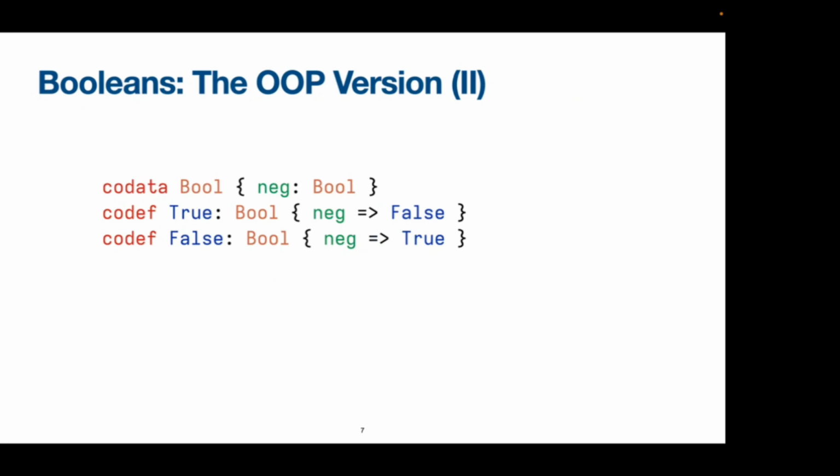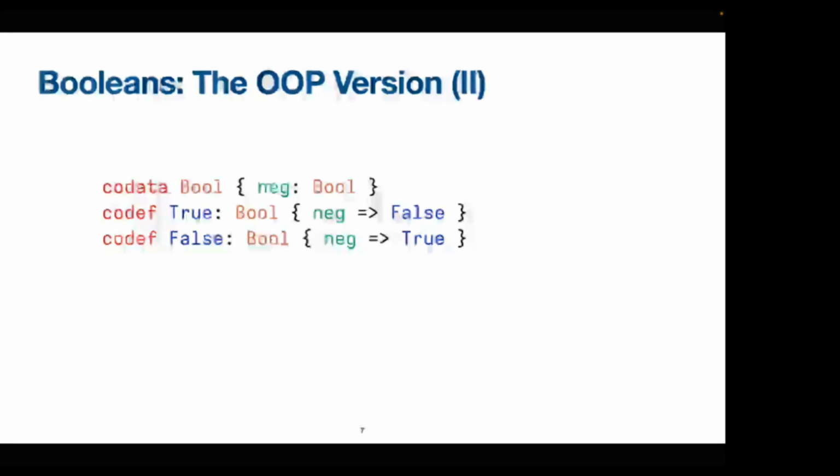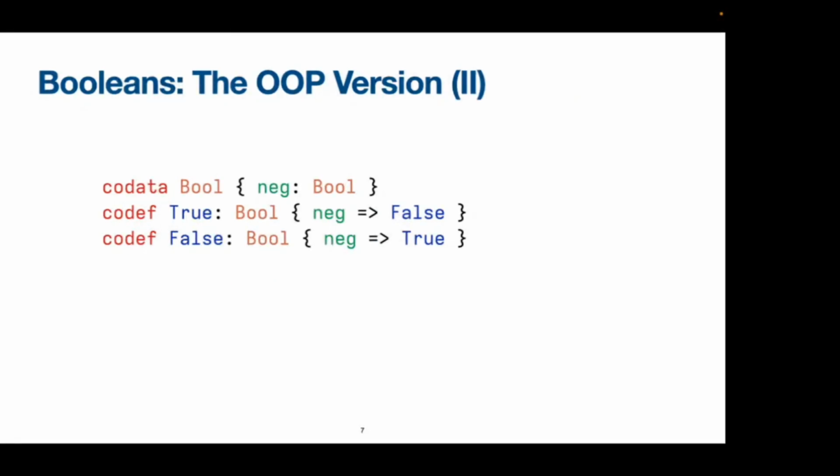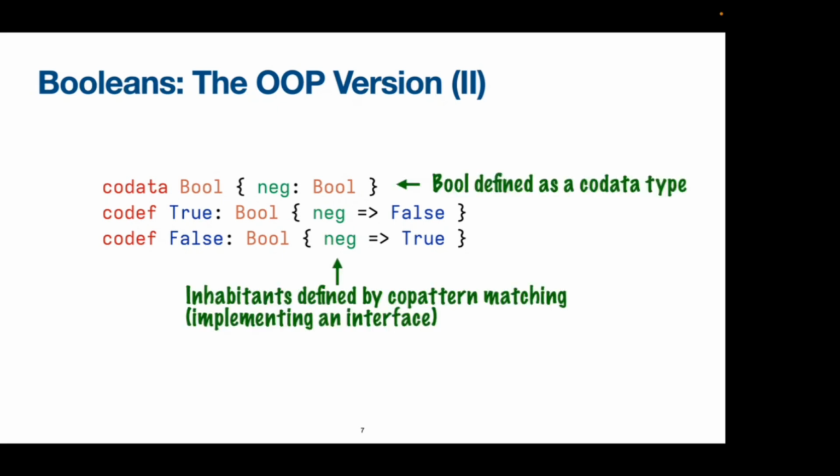Here, on the other hand, we have the same program, but now we represent Booleans as a codata type with one observation, negation, which returns another Boolean. The Booleans true and false are now represented using something called co-pattern matching, which says how these Booleans behave when the negation observation is called on them. Another way to see this is that these Booleans are just implementing the negation interface.